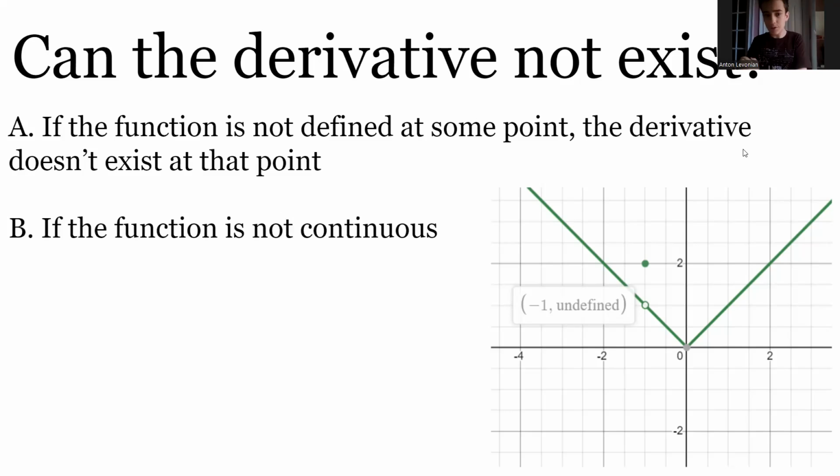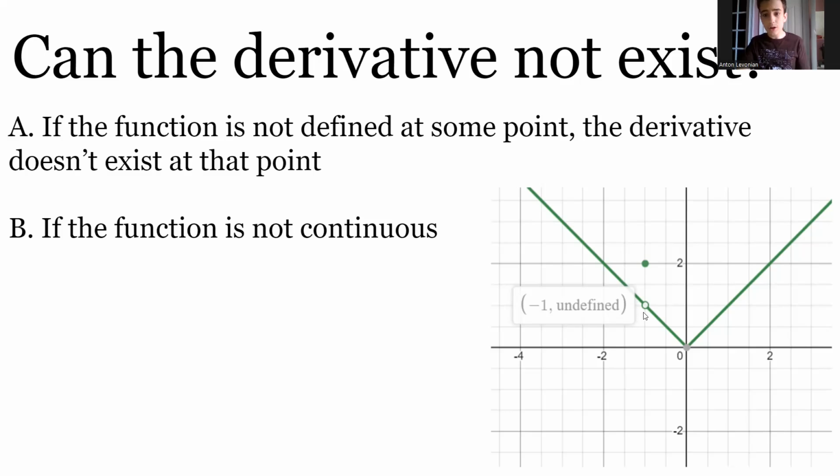The second case, if a function is not continuous, then we cannot differentiate it. Here I drew this absolute value graph with a hole here, and this type of discontinuity, by the way, can anyone tell me what this is? This type of discontinuity right here?